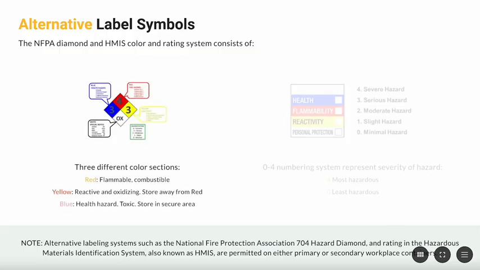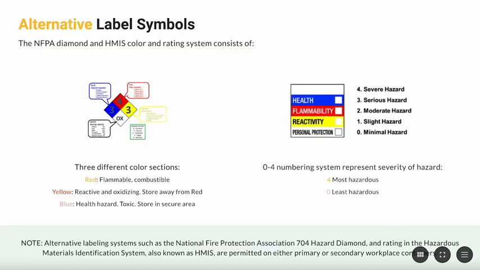Alternative labeling systems, such as the National Fire Protection Association, NFPA, 704 Hazard Diamond and the Hazardous Materials Identification System, HMIS, are permitted on primary or secondary workplace containers in addition to the standardized GHS labeling system. These systems use different color coding and rating systems to convey the hazards of a chemical.